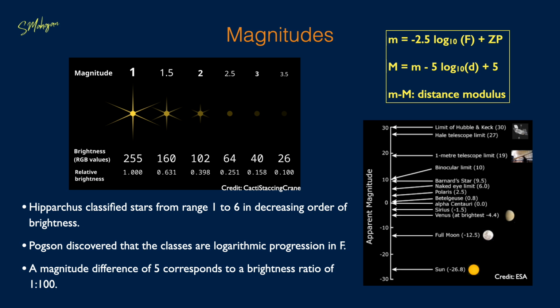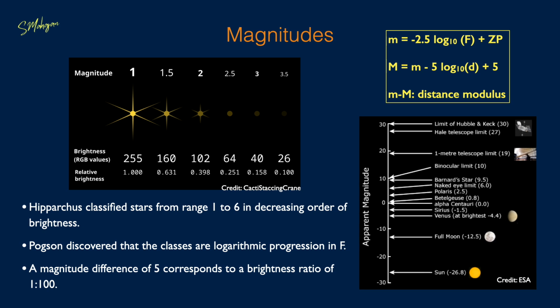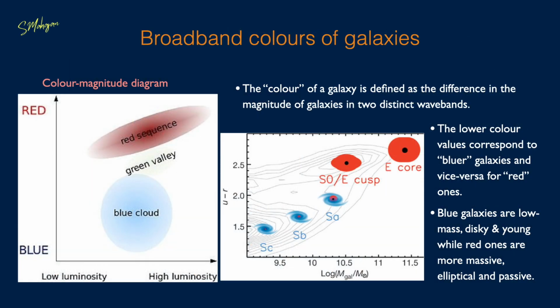As shown here, note that brighter objects have lower numerical value of magnitude and vice versa. With this knowledge, let's now explore some statistical properties of galaxies. The first one is color. In astronomy, color is quantified as the difference in the magnitude of an object, galaxy or star, measured in two different wavebands. By color, galaxies can be broadly classified into red and blue, such that blue galaxies have lower value of color while the red ones have high value of color.